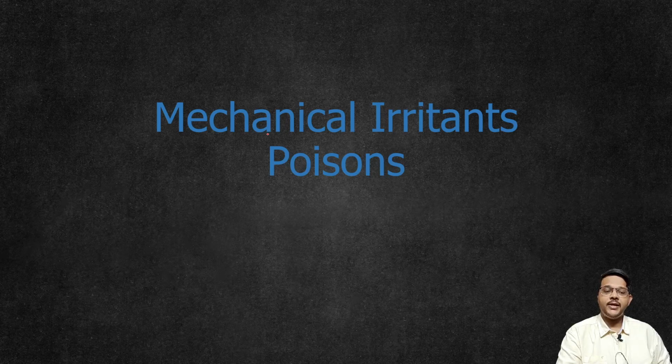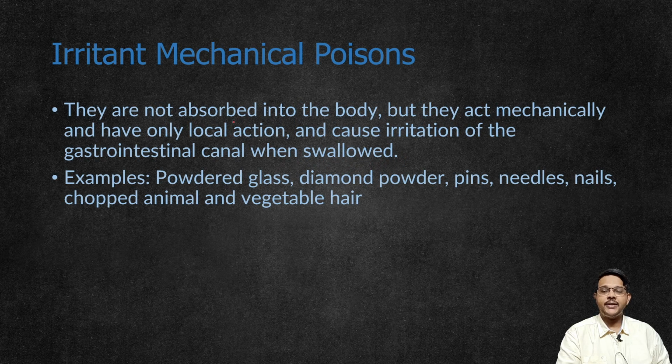Coming to mechanical irritant poisons. Though these poisons are irritant, they are not metallic or non-metallic. They are not absorbed, so they act because of their mechanical properties. They are not absorbed into the body but act mechanically and have only local actions, wherever they are present. They cause irritation of the gastrointestinal tract when swallowed.